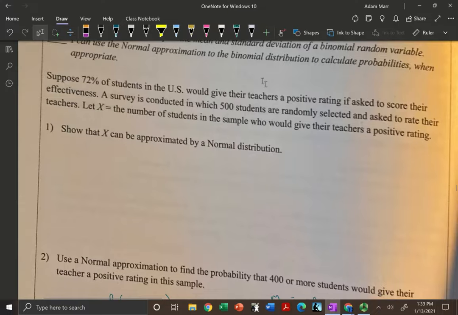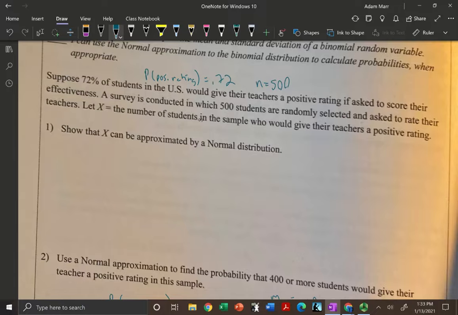Suppose 72% of students in the U.S. would give their teacher a positive rating if asked to score their effectiveness. A survey is conducted in which 500 students are randomly selected and asked to rate their teachers. So just as I'm doing this problem, I'm going to say that right here, the probability of a positive rating is going to equal 0.72. And in this case right here, the n is going to be 500. Okay, let's continue on.